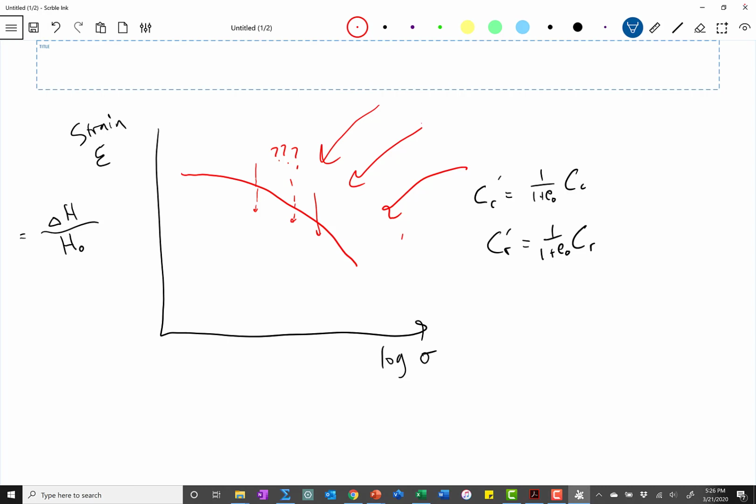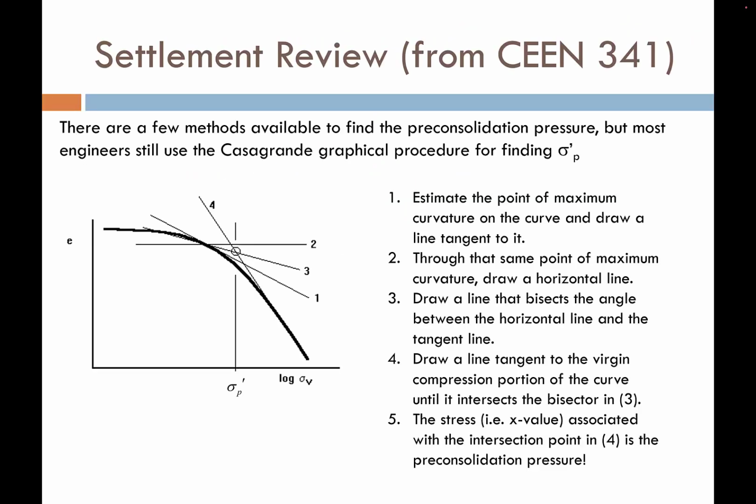And that smashed curve appearance occurs because the soil fabric is disturbed during sampling, during retrieval from the ground and transportation back to the lab, and installation into the consolidometer and testing. And so all of that mumbo jumbo that you're doing to the soil is causing disturbance in the soil fabric, and that disturbance in the soil fabric is going to flatten your consolidation curve.